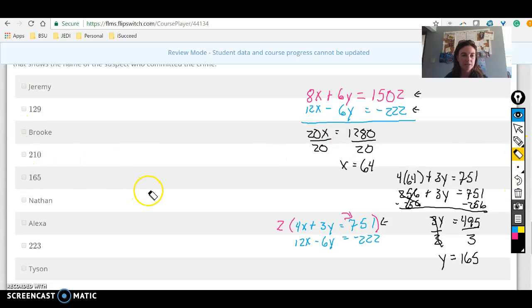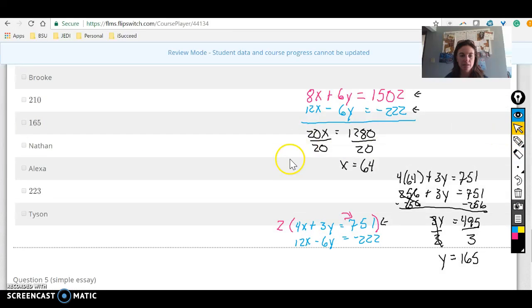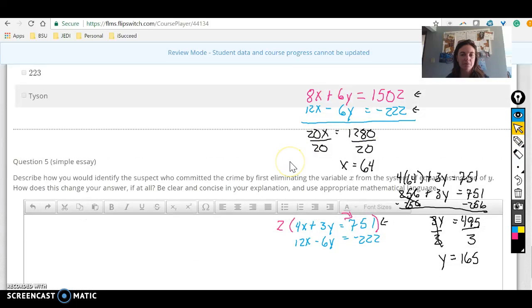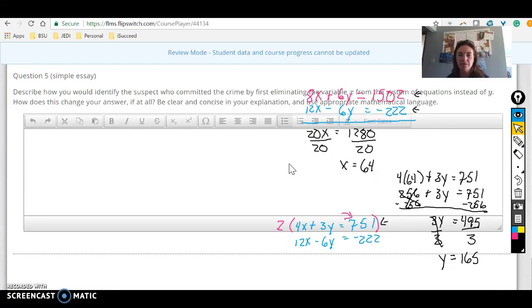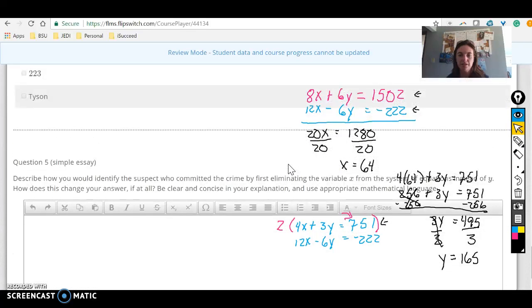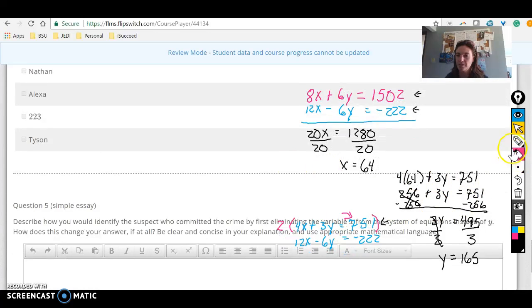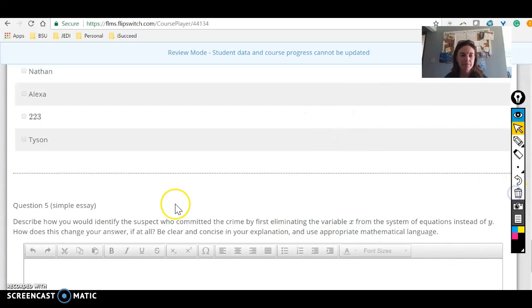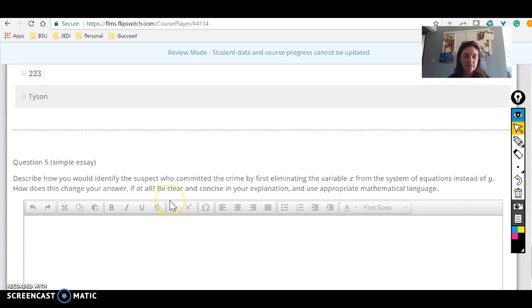And last but certainly not least, we have this question. Let's get it so we can read it here. I'm just going to have to erase this. No big deal. Describe how you would identify the suspect who committed the crime by first eliminating the variable x from the system of equations instead of y. How does this change your answer, if at all?